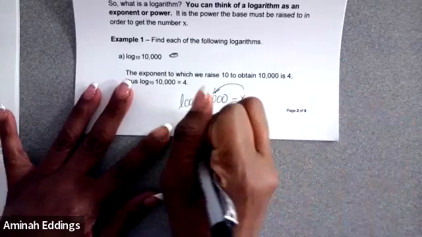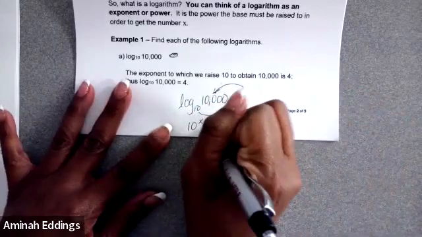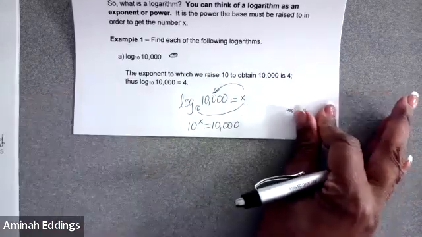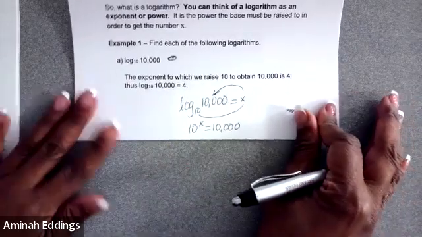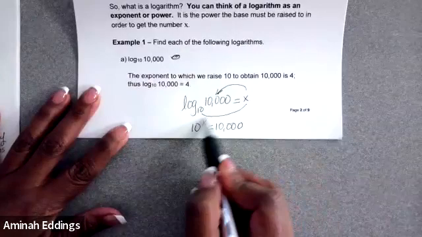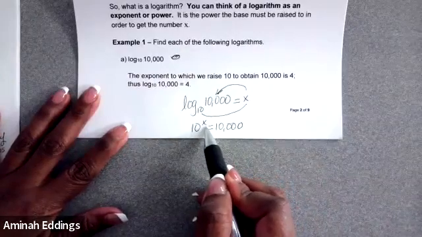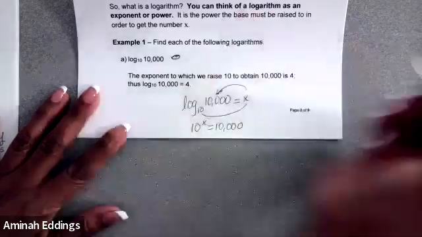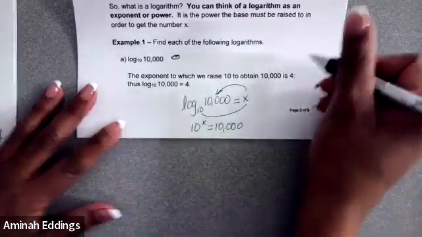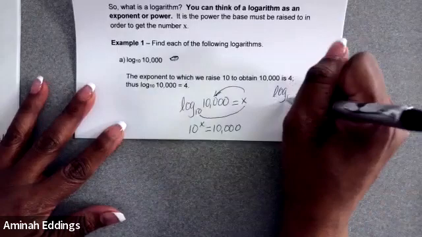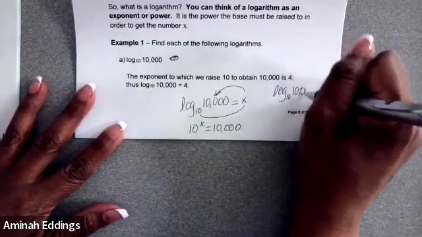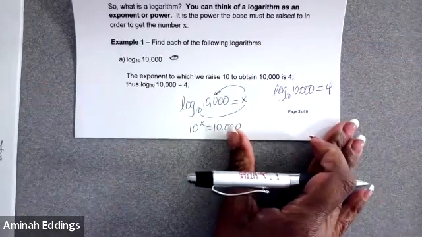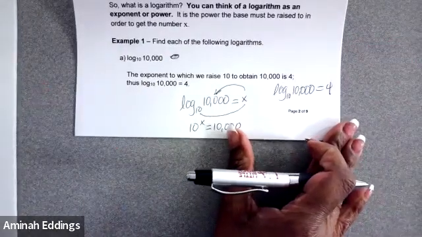So to write that, it looks like this. 10 to the x equals 10,000. And so to solve this logarithm, we simply need to figure out 10 to what power is 10,000. And so that would be 4. Therefore, log base 10 of 10,000 equals 4.